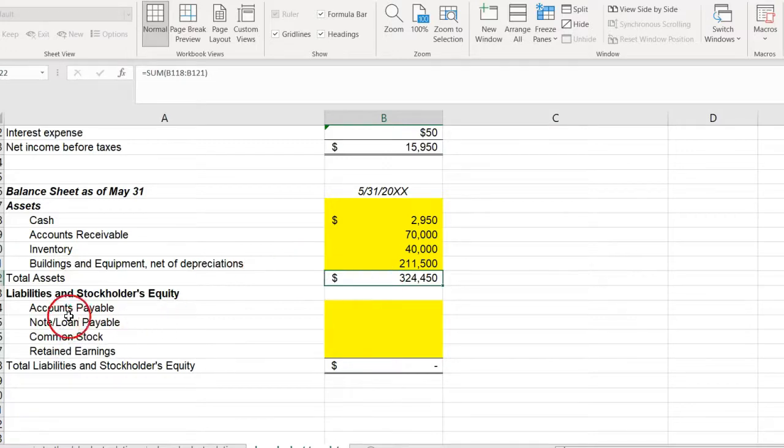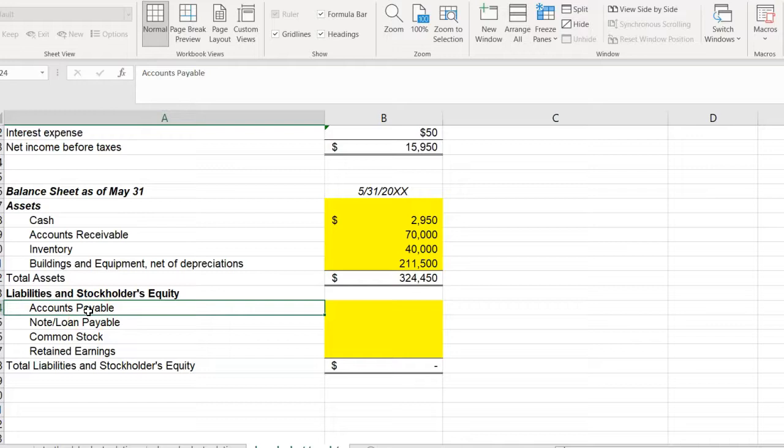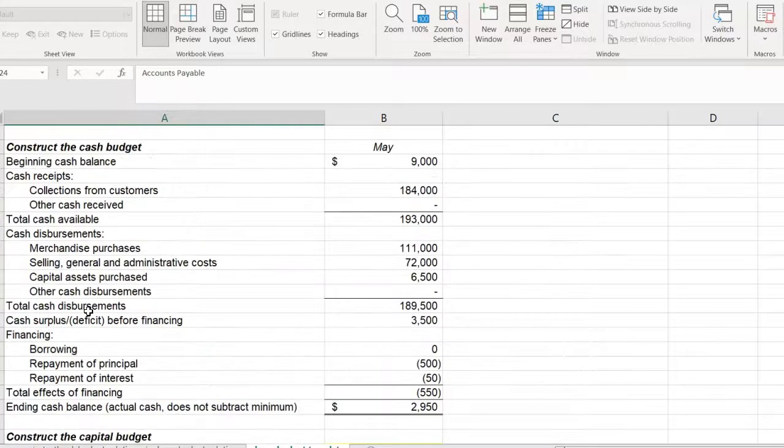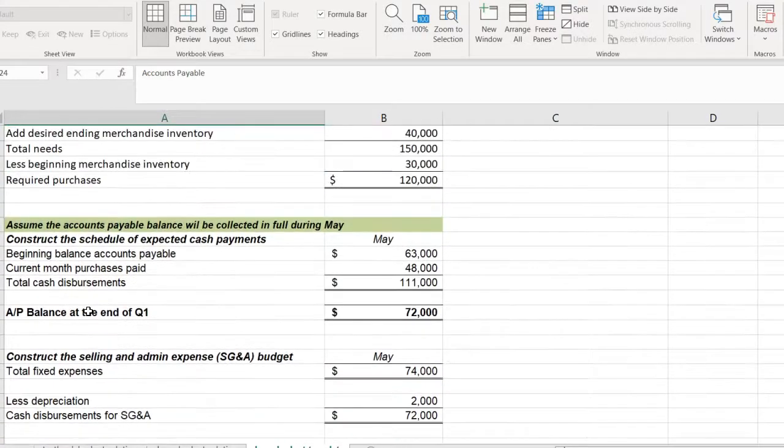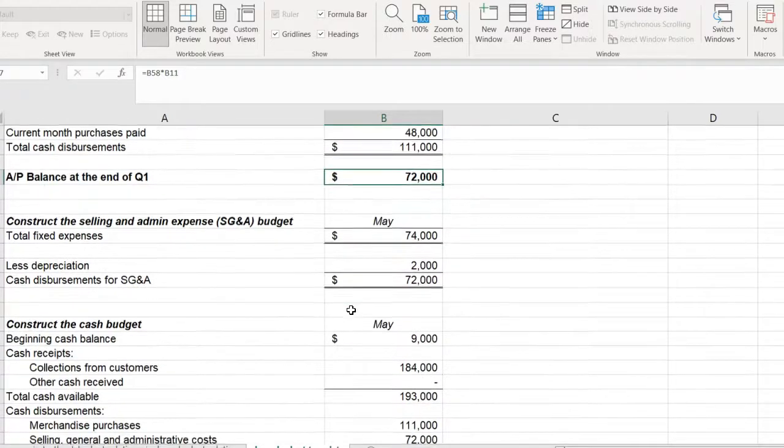So now we're going to pull all our liability and stockholder equity items. Our accounts payable, that's going to be based on our schedule of cash disbursements. We're going to scroll up to find that. Here is our schedule of cash payments or cash disbursements. And the amount that we still hadn't paid out, therefore the amount that's still in our accounts payable ending balance, is $72,000.